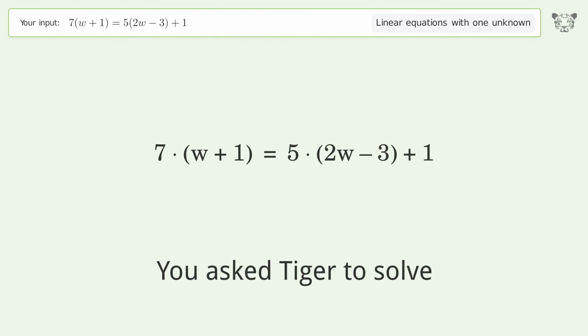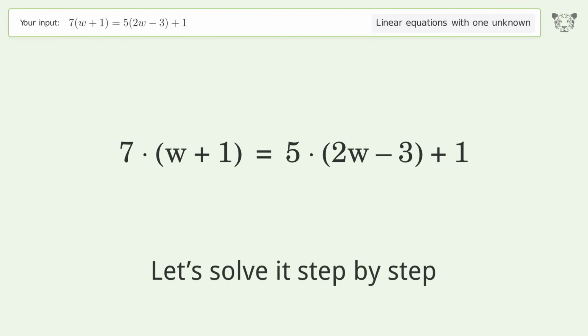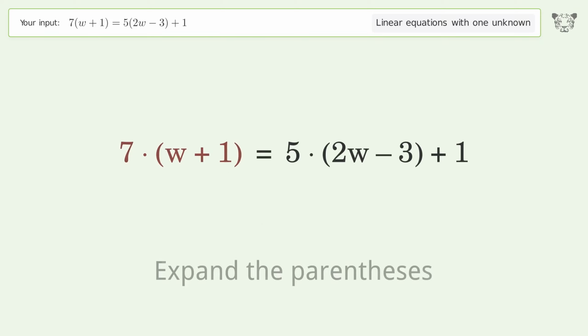You ask Tiger to solve. This deals with linear equations with one unknown. The final result is w=7. Let's solve it step by step. Simplify the expression. Expand the parentheses.